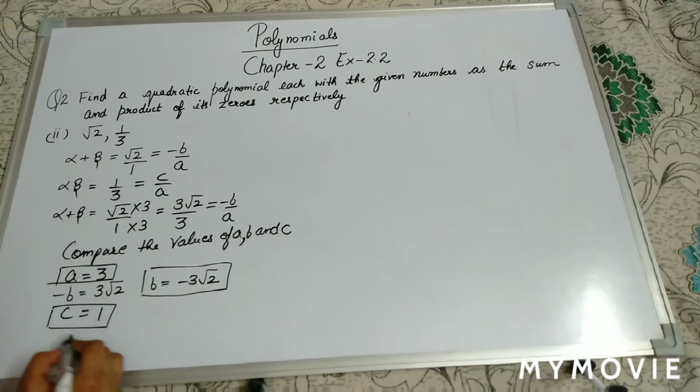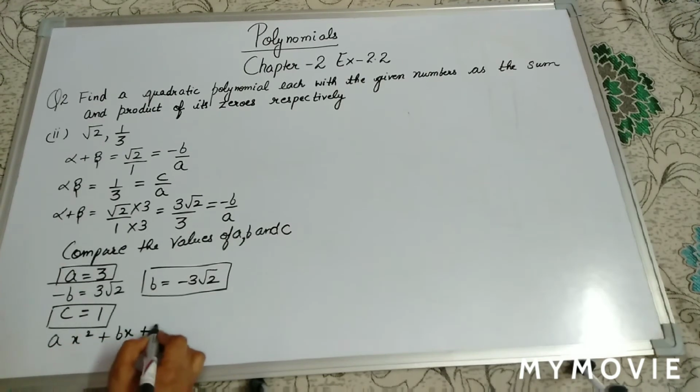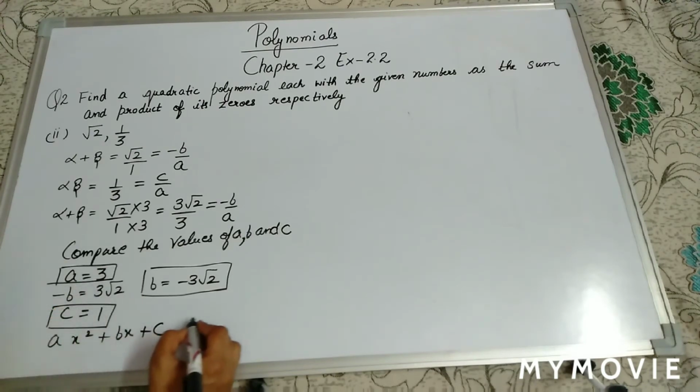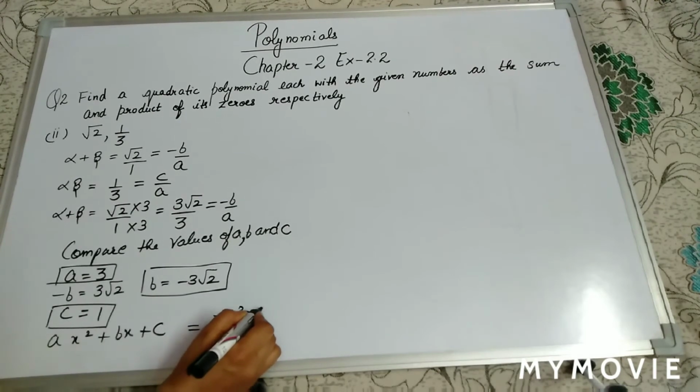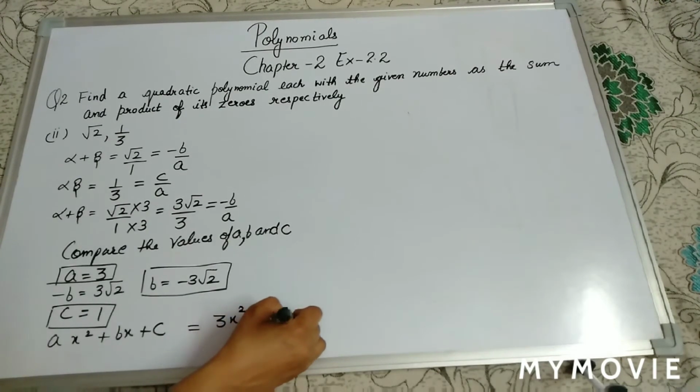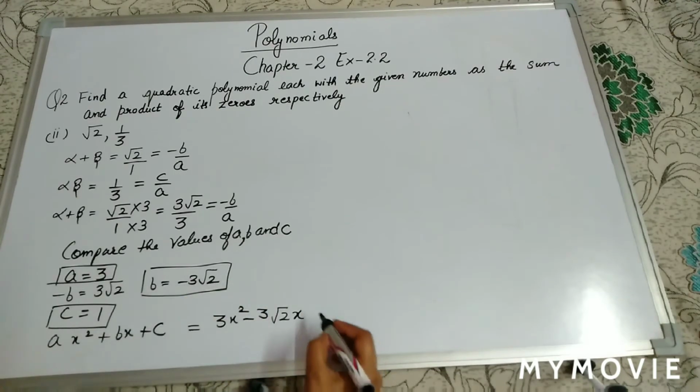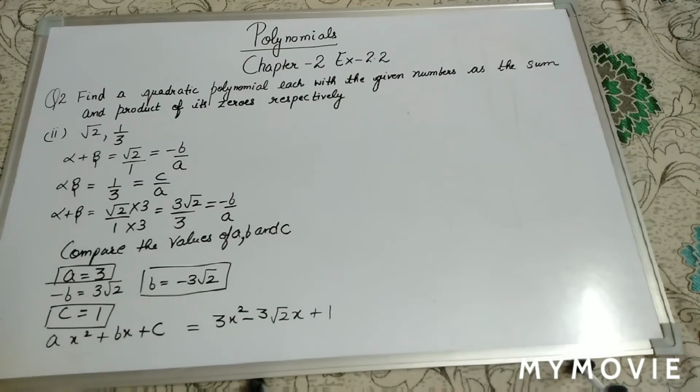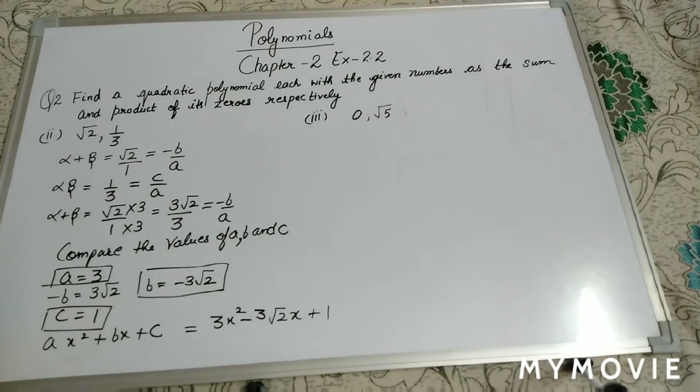So the quadratic equation, I told you, is in which form? ax² plus bx plus c. Put the values of a, b and c here. So what you will get? You will get 3x² minus 3√2x plus 1. So this is the final quadratic equation. Is this clear, beta? So now we'll move on to the next part, which is 0, √5.